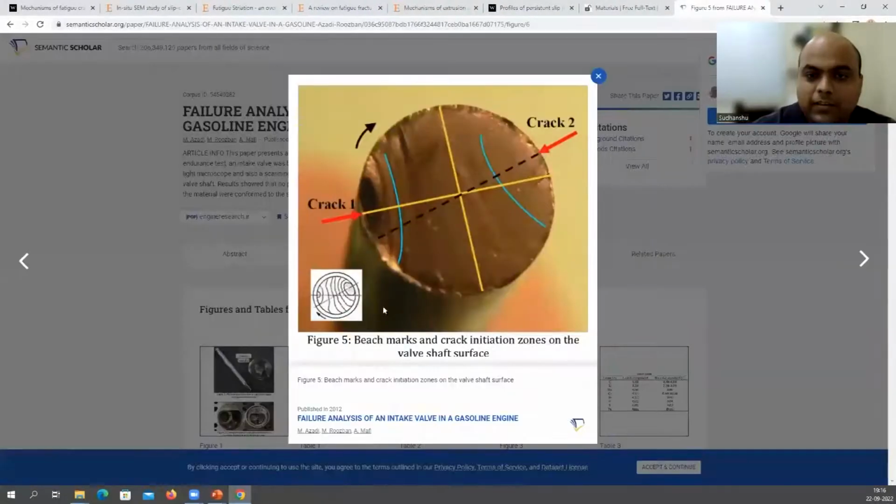Here you have two cracks initiating. We had discussed this: track 1, initiation site; track 2, initiation site. And then the crack is going to grow, so you have these beach marks. These lines are not clearly visible, but you can see that they are lines. Macroscopically, you are able to see these lines, right? So these are your beach marks.